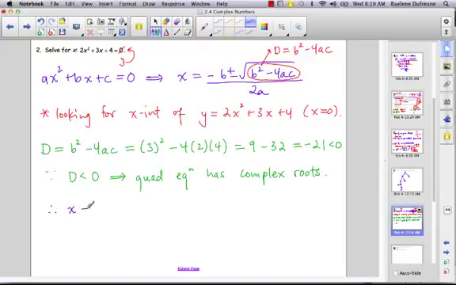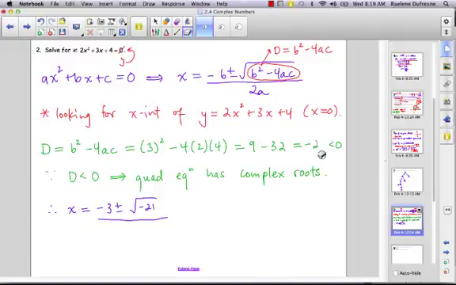So we have x equals negative b, so negative 3, plus or minus the square root of negative 21, all over, oh, let me just make sure that I've subtracted carefully. I think this is negative 23. And this should be 23 in here. All over 2 times a. A is 2, so 2 times 2 is 4.